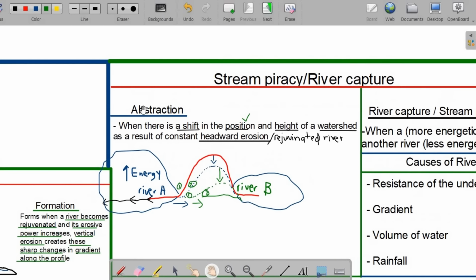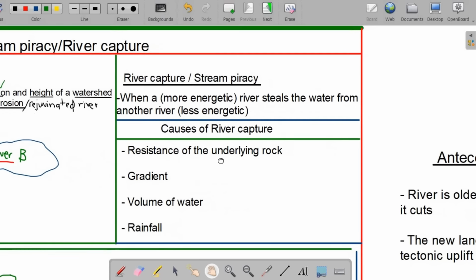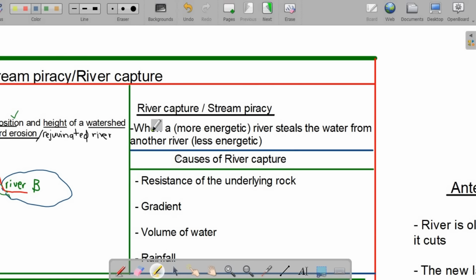So we talk of obstruction a lot under river capture, and so it's very important that you understand how the process occurs before we get into river capture itself. Now let's take a look at river capture. By definition, river capture is when a more energetic river steals the water from another river, which is usually less energetic. So you have one river stealing water from another river, but the river that is stealing the water usually has a higher energy.